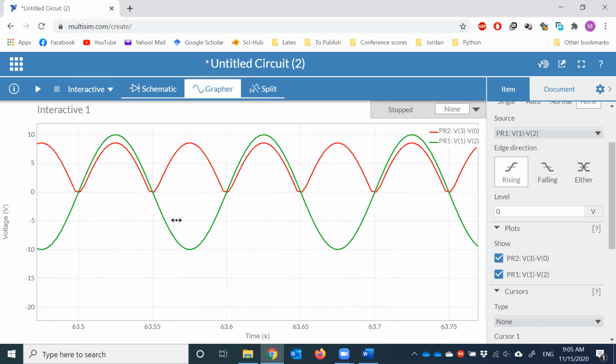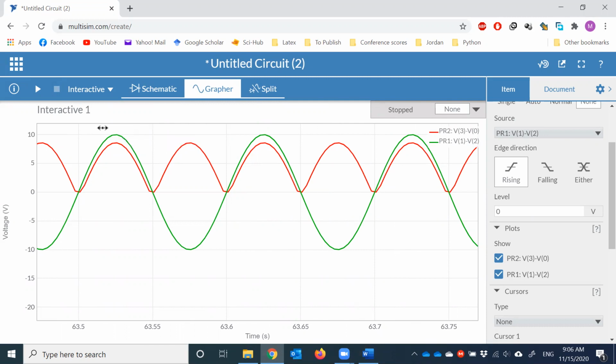And notice here. Now my positive half cycles, they passed. Again, the green one is the input. The red one is the output. So the green one is the actual signal. And notice here that negative half cycles have become positive. And that's the full wave rectifier. The positive half cycles will pass, negative half cycles will become positive.